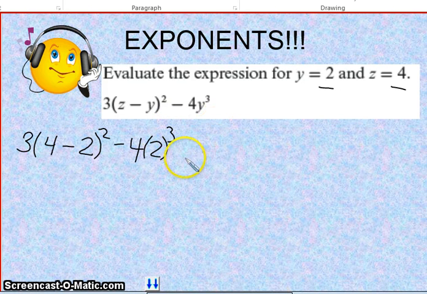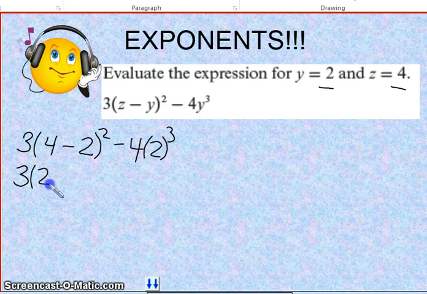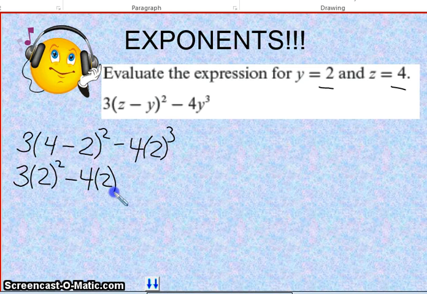Now we go through the order of operations. We start with our grouping symbols. This is just holding the 2, but over here we have 4 minus 2, so that's the first thing we're going to simplify. 4 minus 2 is 2. And then minus 4 times 2 to the third.